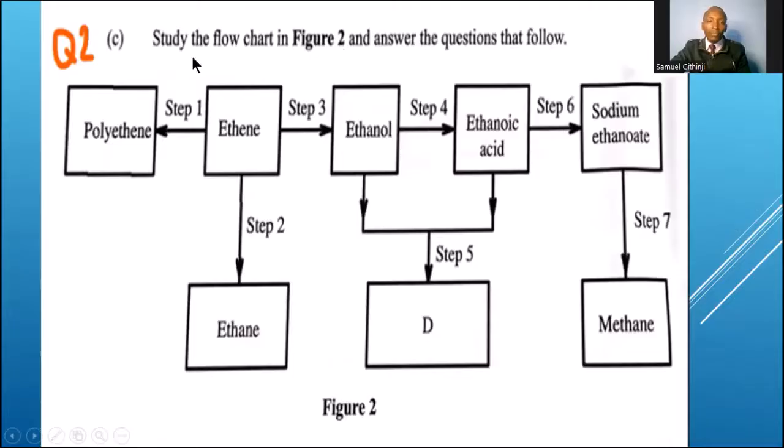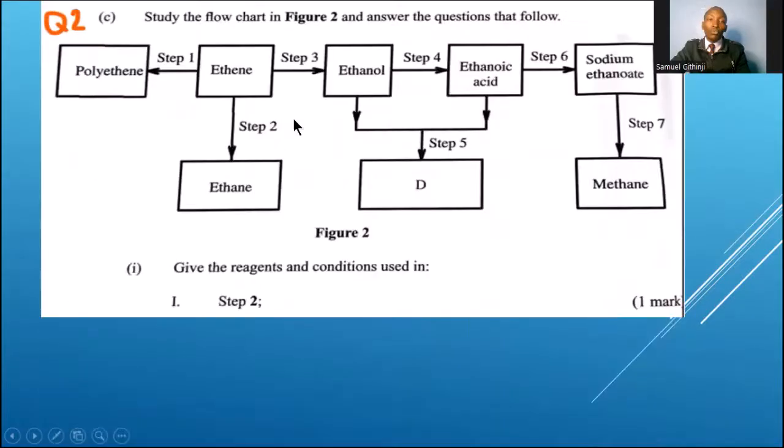This one, the student ought to have revised. Not revised, studied. You study the flowchart. Before you even go to the question, look at this. The chart starts somewhere with ethene. Ethene undergoes a step 1 to a polythene. So automatically that must be polymerization, step 1. Step 2, ethene becoming ethane. So for you to break the double bond, there must be hydrogen. So like in this case, this is hydrogenation.